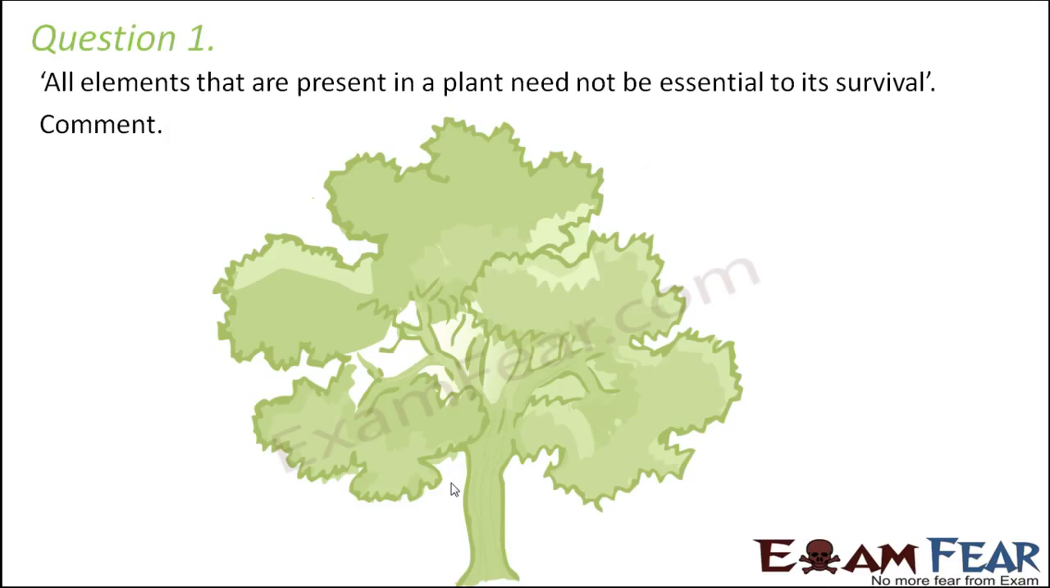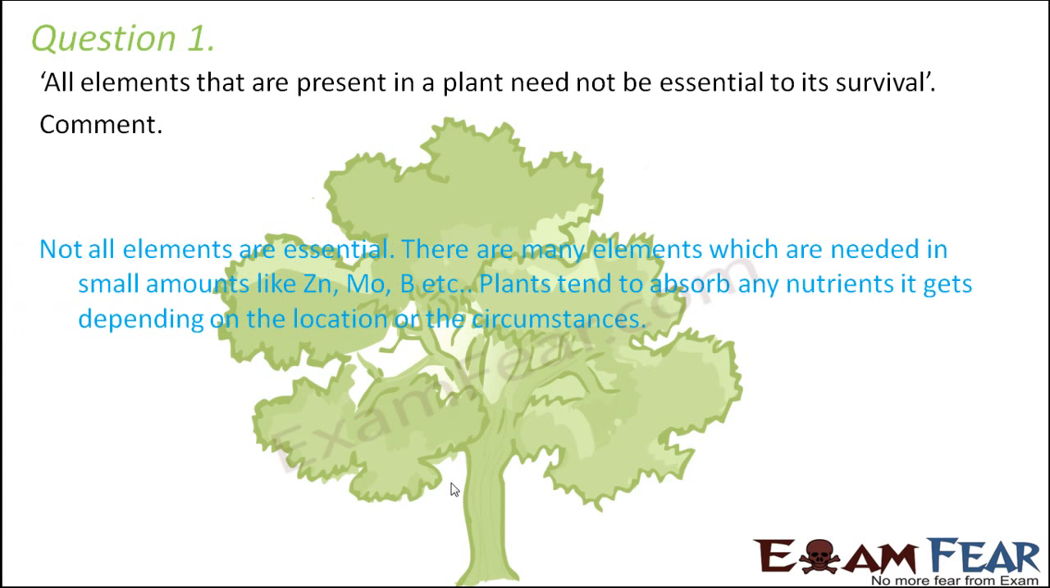But when you talk about absorbing minerals, plants absorb whatever minerals they find in the soil. Now, what minerals they'll find in the soil also depends on the location where the plant is situated. Let us suppose the plant is located somewhere near a gold mine. So there will be a lot of gold present deep inside the soil. So it might absorb some of the gold. But the element gold doesn't play any role in the life of a plant. So that means all elements which are present in a plant need not be essential to its survival.